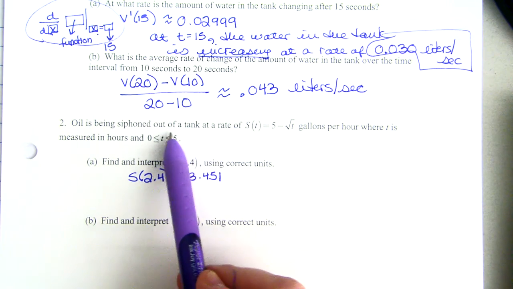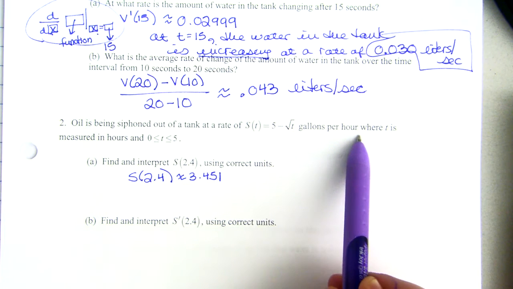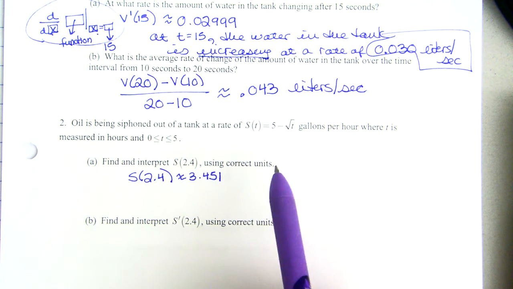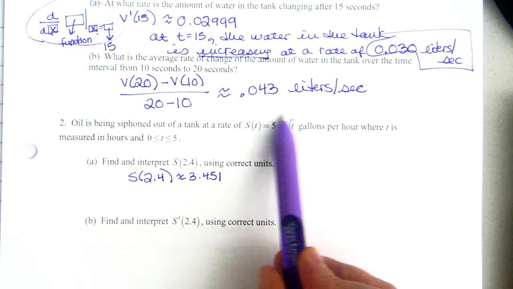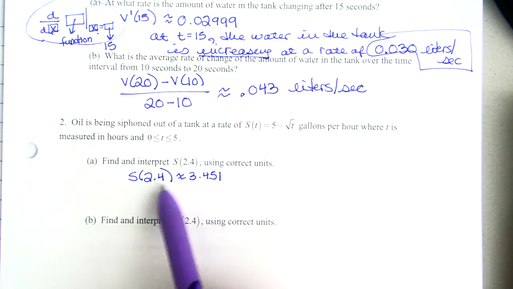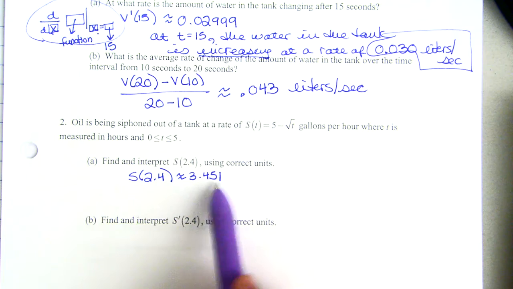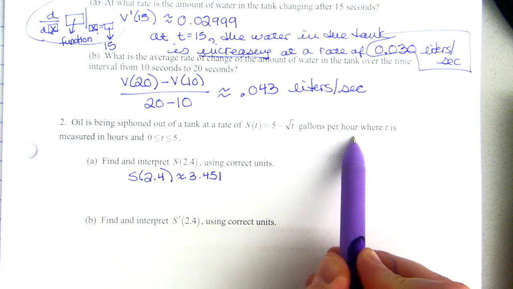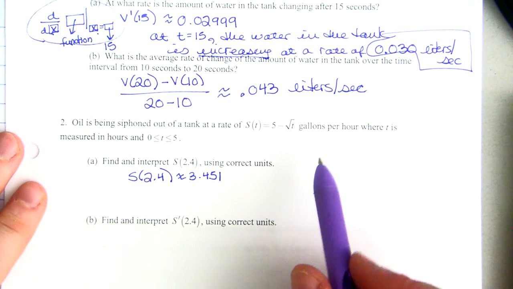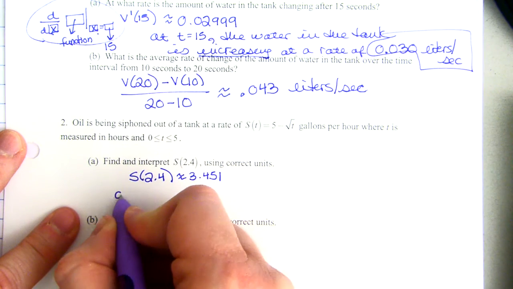Oil is being siphoned out of a tank, being removed from a tank at a rate of that gallons per hour, where t is measured in hours. Okay. I already gave you a rate, as opposed to in problem 1, where I gave you a formula that was a volume. If I give you a rate, well, s of 2.4 is just exactly what this function is: 3.451 gallons per hour. This is the rate that oil is being removed from the tank, because the function I already gave you was the rate that oil is being removed.